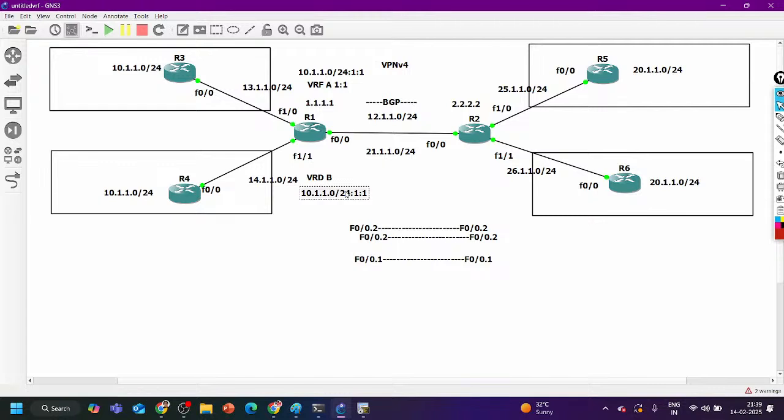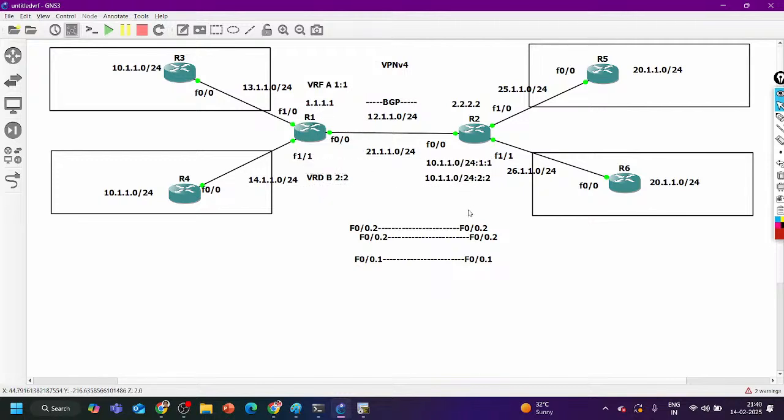And for VRF B, let's say I have defined the RD value 2:. So here the VPN v4 prefix is going to be 2:. Now you can see both the prefixes are different, right? So router 1 is going to advertise both prefixes to router number 2.